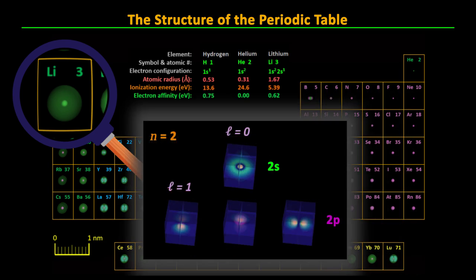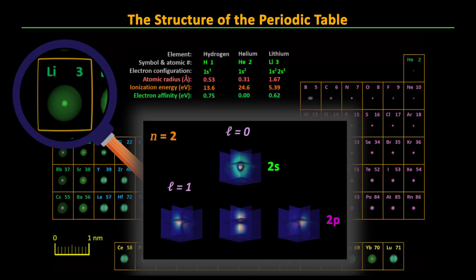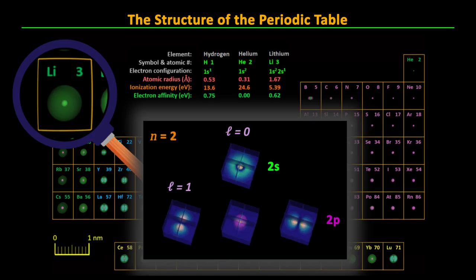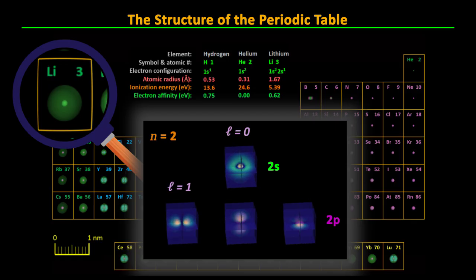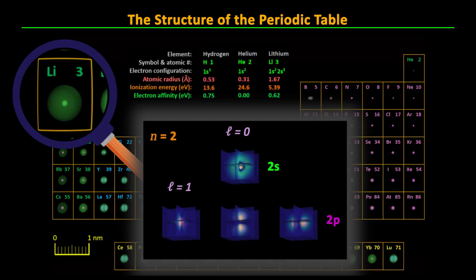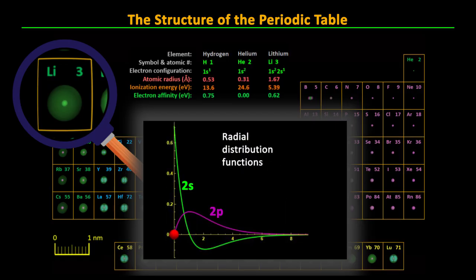With n equals 2, there are 2 choices for the value of the second quantum number L, either 0 or 1, representing the s and p orbitals respectively. The main difference between these 2 orbitals is their radial distribution function. Since these plots represent the probability of finding the electron, an electron in the 2s orbital is more likely to be found near the nucleus than one in the 2p orbital.